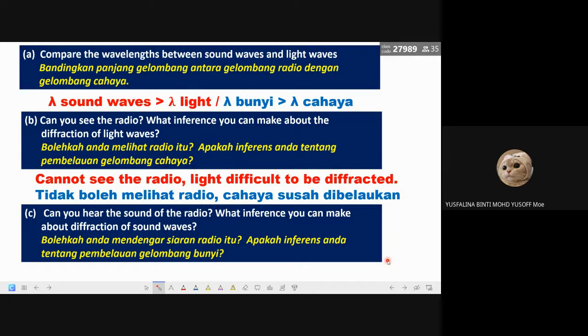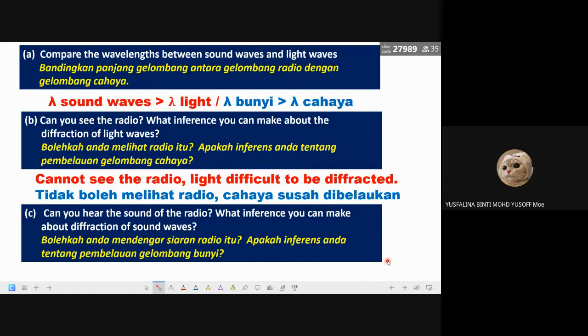So you already know the factors that affect the diffraction are the wavelength and also the size of the slit. For this one, we use the wavelength to compare. If we compare, the wavelength of the sound is much higher than the wavelength of the light. So the sound will be more diffracted than light. So here, why can we not see the radio? Because of the wavelength.